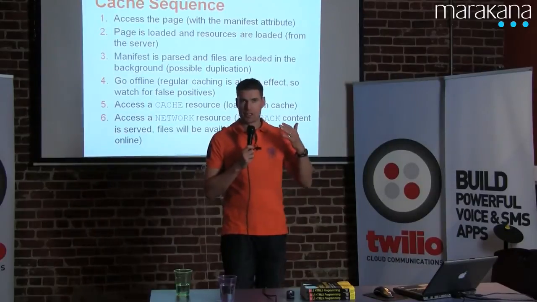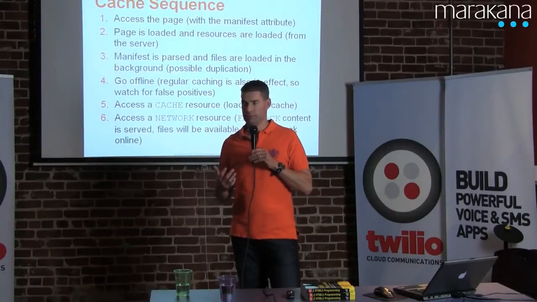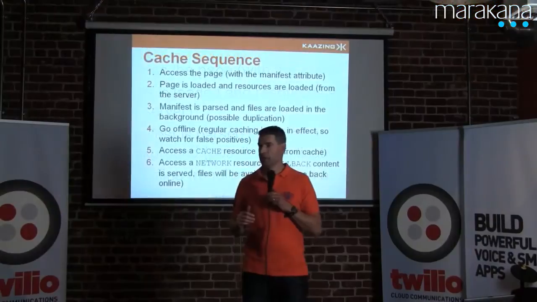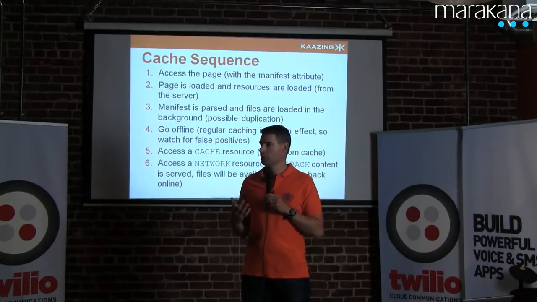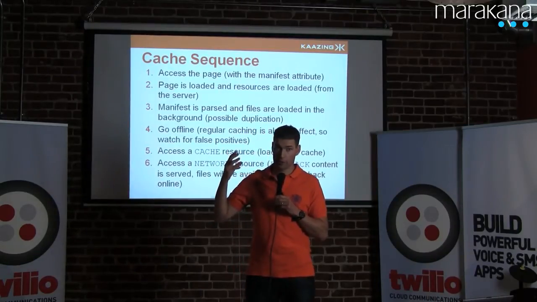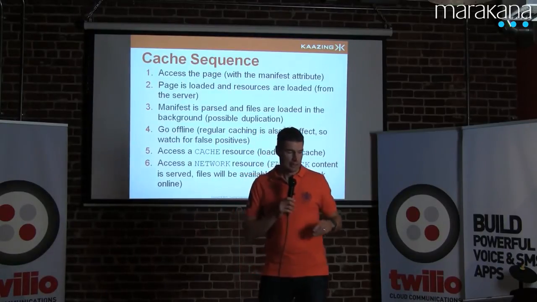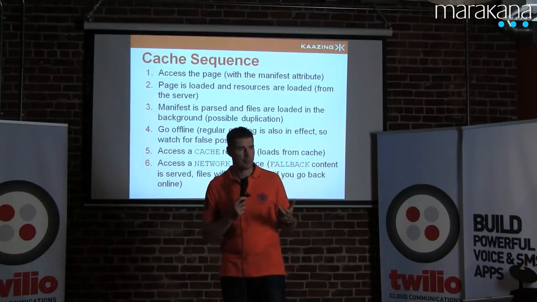So there is a sequence of events that is very important and not very intuitive when you first look at this. You access a page, and that page has a manifest file. So the page is loaded, and all of the resources on that page are loaded. You get images, CSS, JavaScript, all of the stuff that's on the actual page, and that's going directly into your regular cache as well, depending on caching settings. The next thing that happens is the page is parsed, and oh, guess what? There's a manifest file.